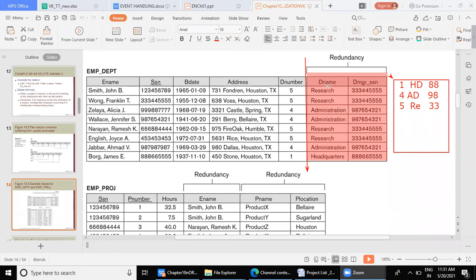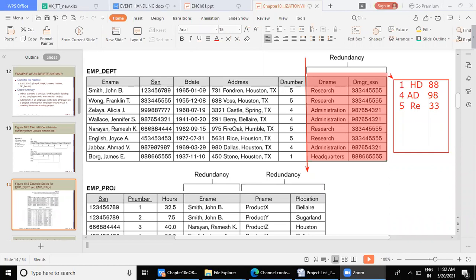Instead of repeating these department names for hundreds of employees, we have stored this department information only in a small table. If there are 5 departments totally, then there will be only 5 rows stored in this one table called the department table. And this is how we have avoided the repetition. We need not write that research for hundreds of employees who are working.